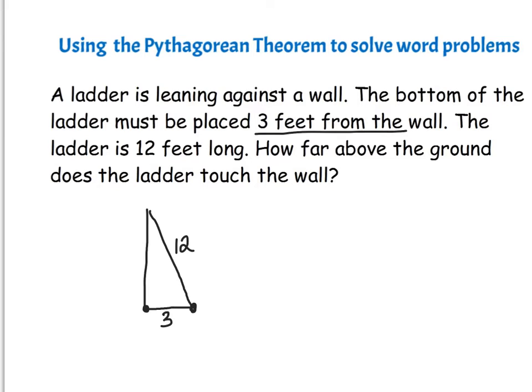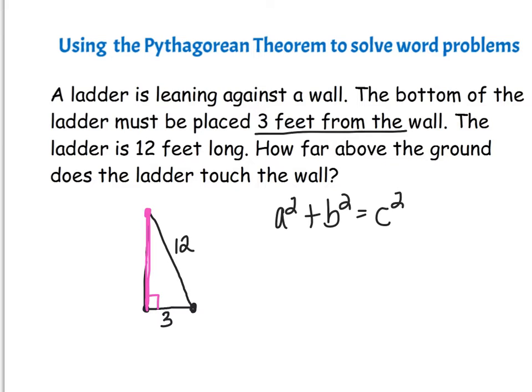I want to know how far above the ground the ladder reaches the wall. So the ladder comes up to the wall here, which means I need to figure out how far above. How tall is this wall? I see that I do have a right triangle because the wall and the ground form a right angle. I'm missing a side, so I know I need to use the Pythagorean theorem, and I need to write that out. a squared plus b squared equals c squared.